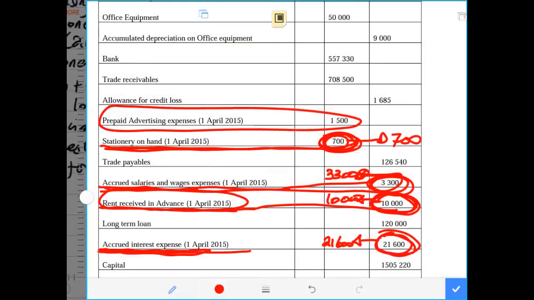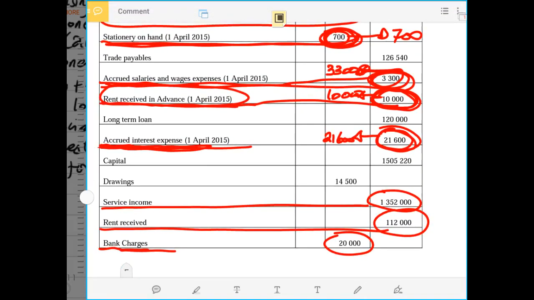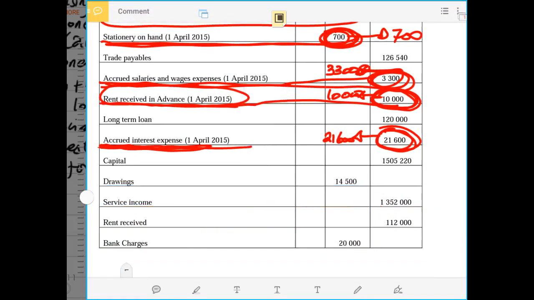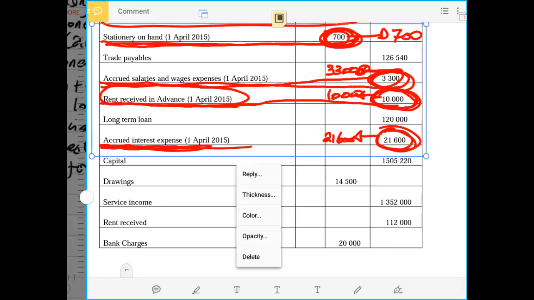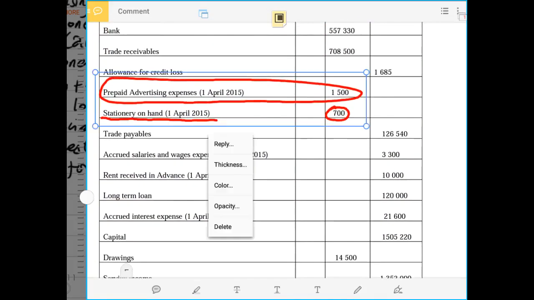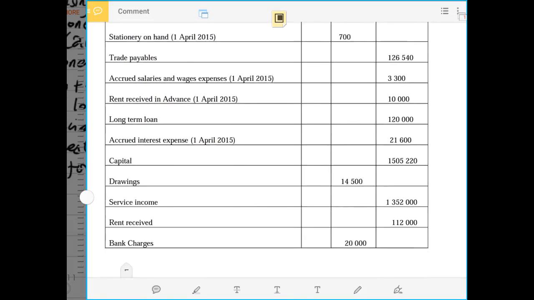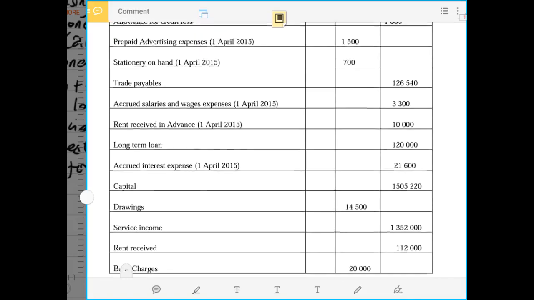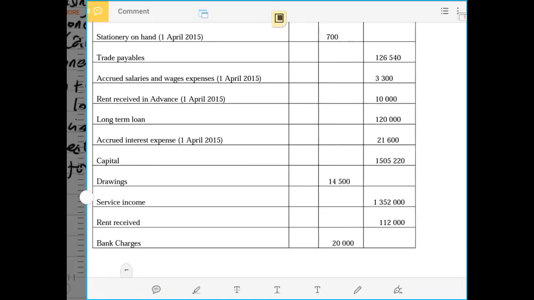Then we check whether there is any other reversal. There is no other reversal. All the reversals have been taken into account. So if we have accounted for all the reversals, that means we now have to record all the adjustments that we have in the adjusting entries. So now let us go straight to our adjusting entries or our general entries.